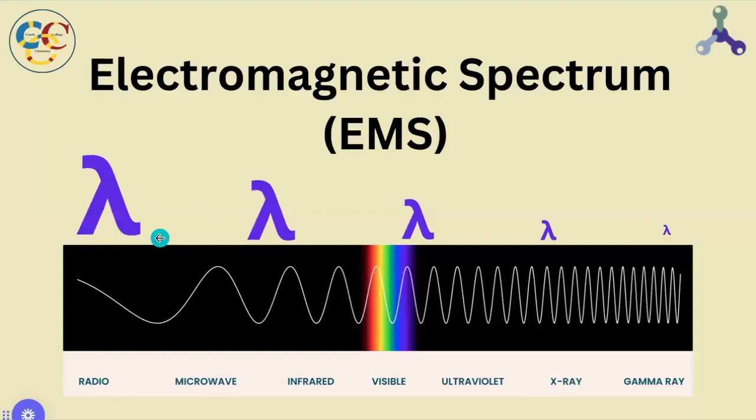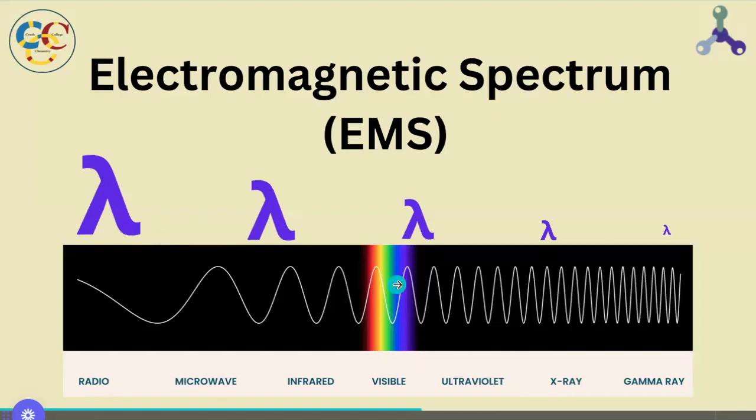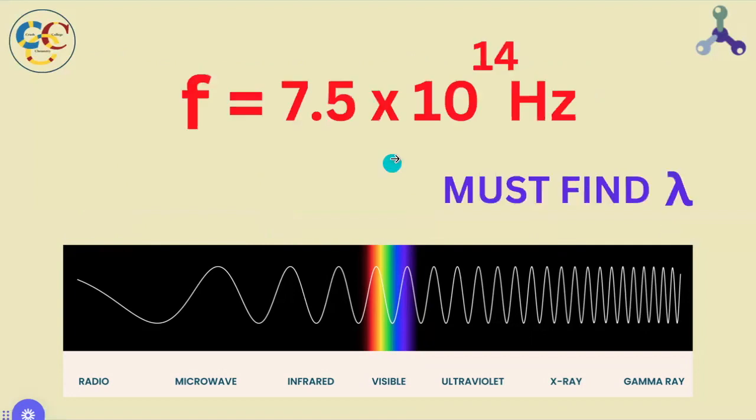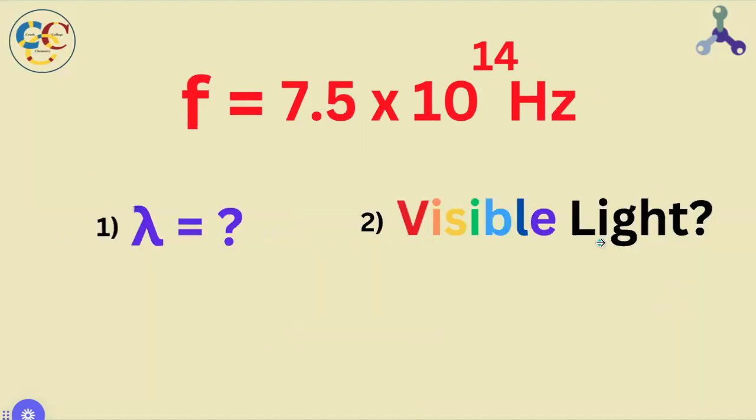It's really big on the left side with radio waves, it's really small with gamma rays, and right in the middle is where we're trying to figure out where frequency lies. So, in that respect, we must find what wavelength is to figure out where it's going to fall. Is it going to fall under visible light, or is it not going to fall under visible light?